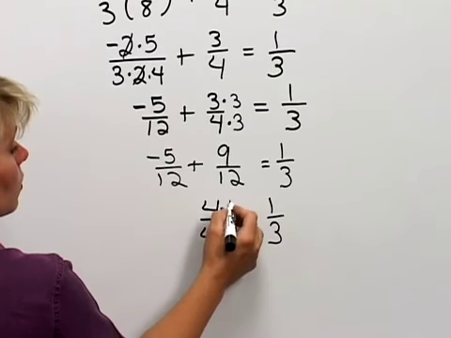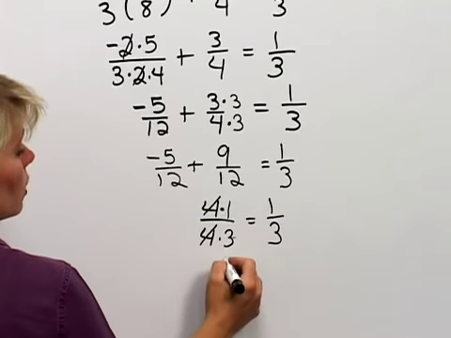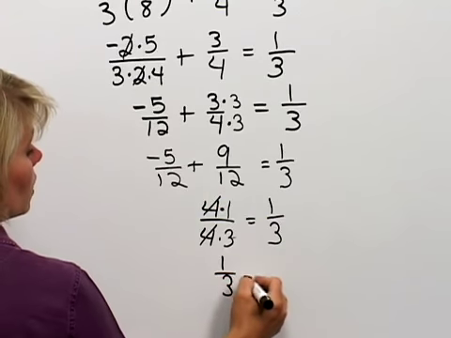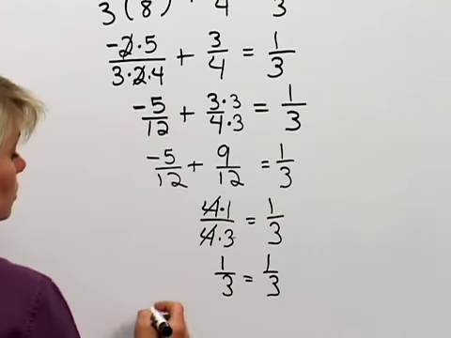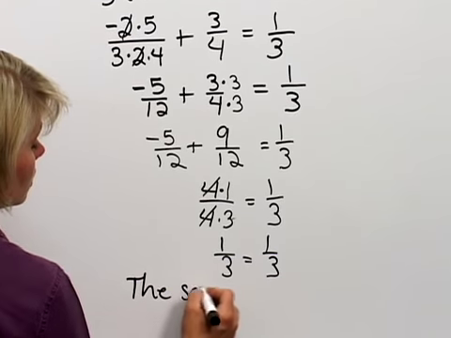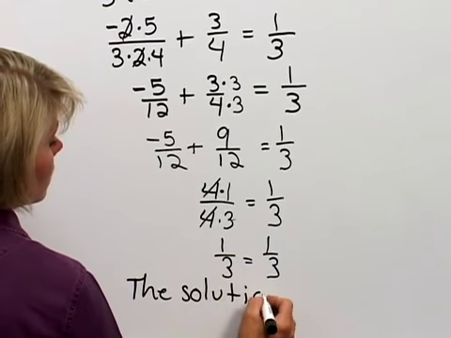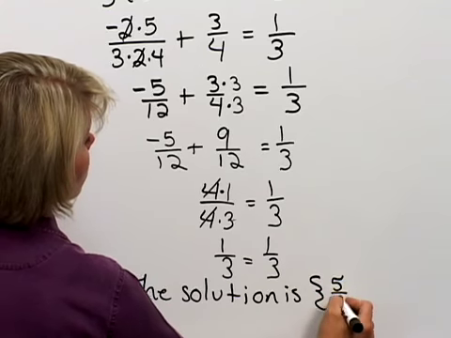And the 4 is like a 4 times a 1, which now we can cancel our 4's, and we get 1/3 equals 1/3. Since that is true, we know our solution is correct, so we will say the solution is the set of the number 5/8.